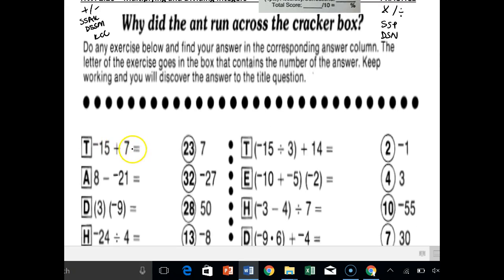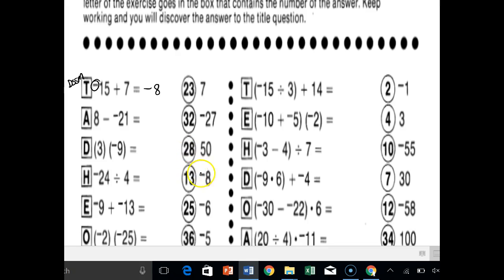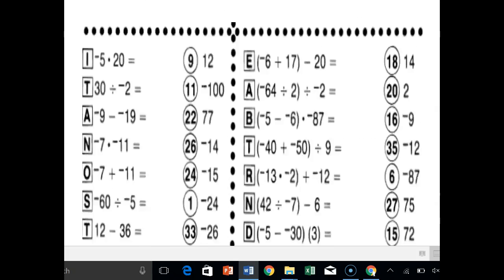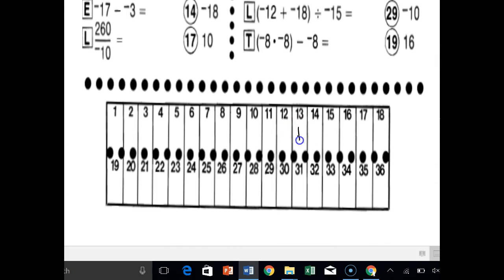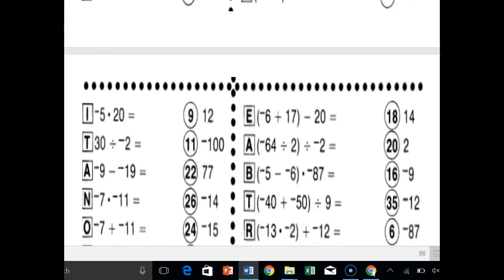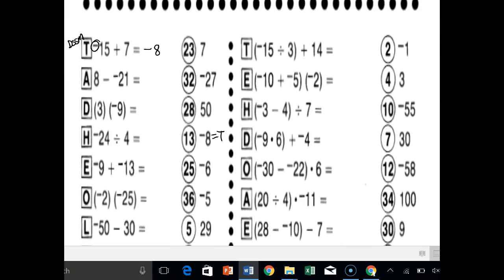Negative 15 plus 7, that is a DSSM, different sign subtract, right? I have more negatives, so 15 minus 7 is 8, negative 8. So I'm looking for negative 8. It says right there 13, so I'm going to say, hey, that was letter T. And then on 13 on the back side, I'm going to put T. Sorry for flipping back and forth, but I wanted to make this as straightforward as possible.